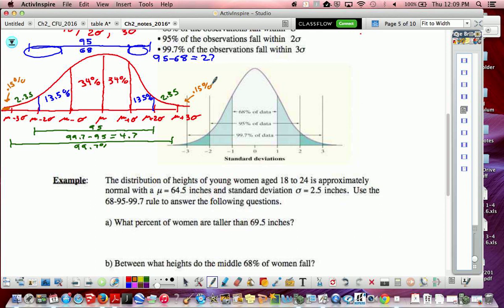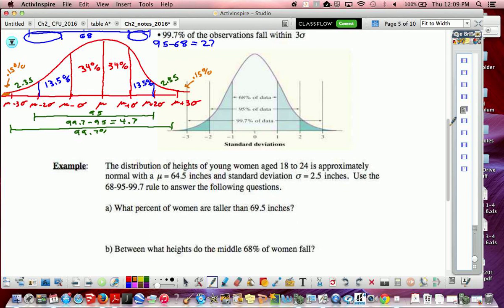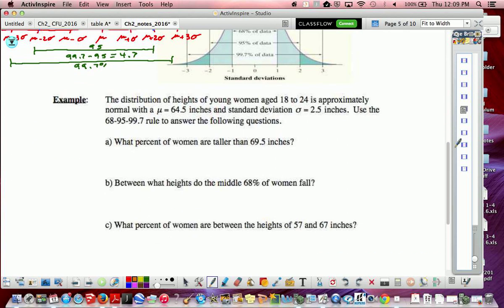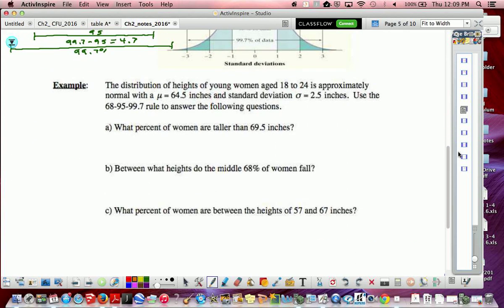So how you go about using this graph becomes very important, like in an example like this below. I only use this if it specifically states to use the rule. Okay? So, in our example down below here, it says the distribution of heights of young women aged 18 to 24 is approximately normal with a mean of 64.5 inches and a standard deviation of 2.5 inches. Use the 68, 95, 99.7 rule to answer the following questions. So, if I look at A, it says what percent of women are taller than 69.5 inches?